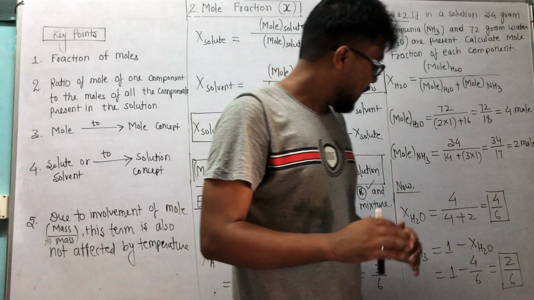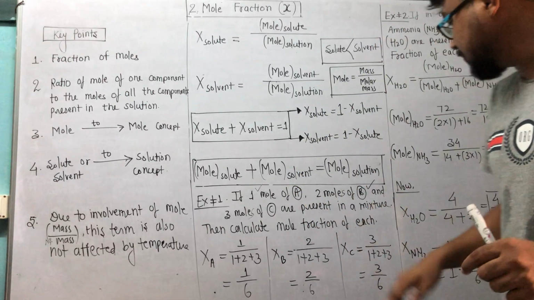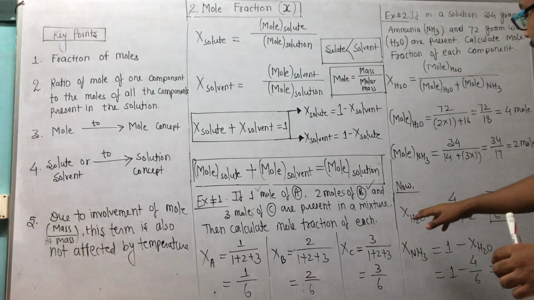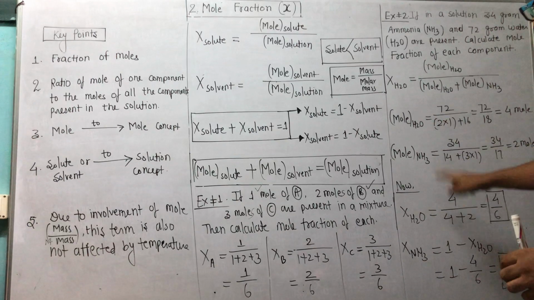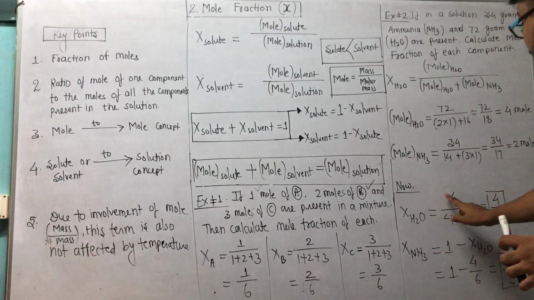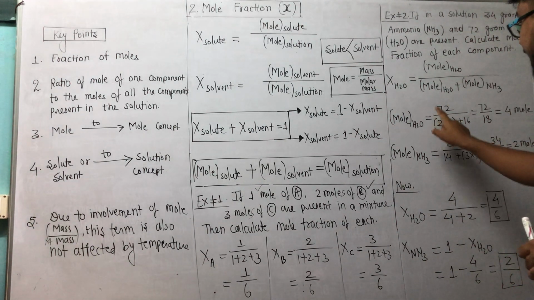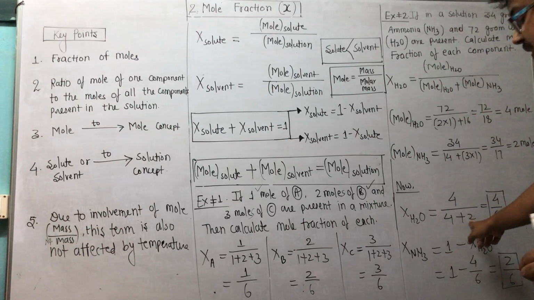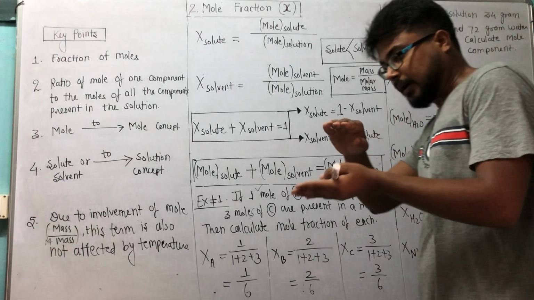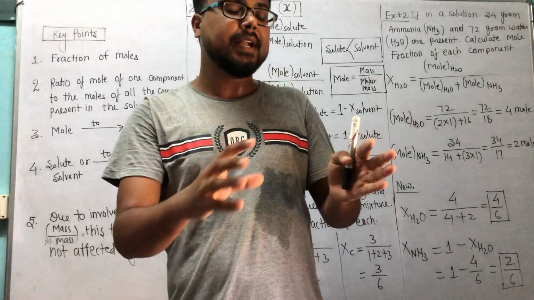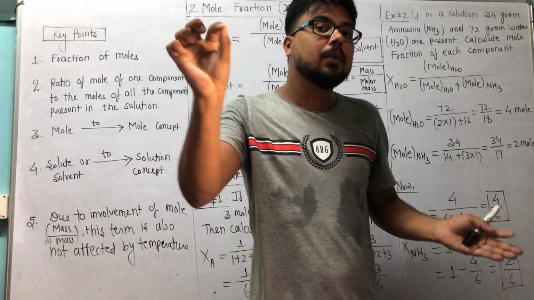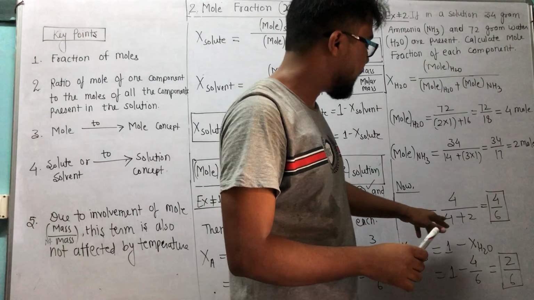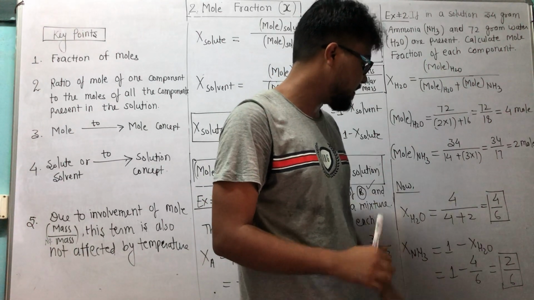Now I have to calculate mole fraction of H2O. So mole fraction of H2O is nothing but mole of H2O. What is mole of H2O? 4, divided by mole of H2O again 4 plus mole of NH3, 4 plus 2. It means whatever the mole of that component, I have to divide by the moles of all the components. That's why I took 4 plus 2. Answer is 4 by 6.